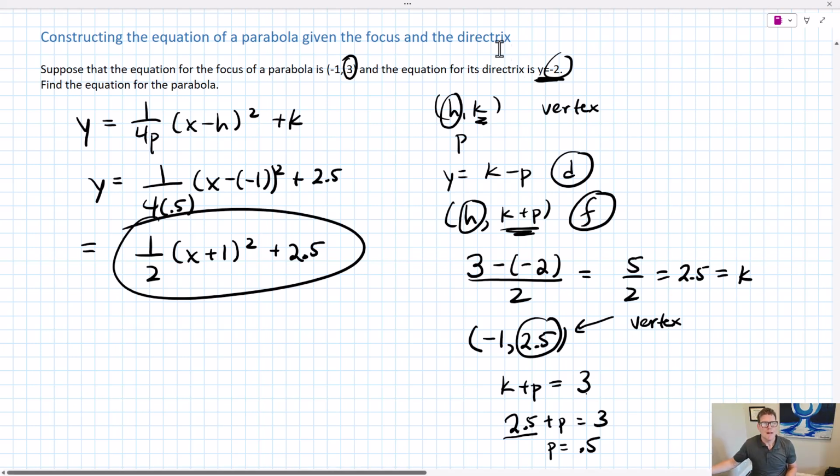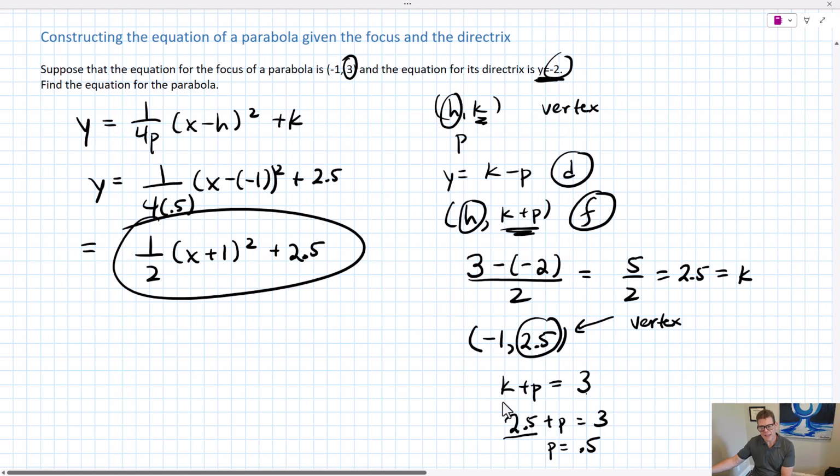So go in, take a look, figure out whether or not we have an up-down to give you your general formula, or a left-right. Basically what you're going to be doing is you'll find the midpoint between the Y values, in this case, for the focus and the directrix. If you happen to have a left-right, you're going to use the X values. And that'll allow us to find the value for K.